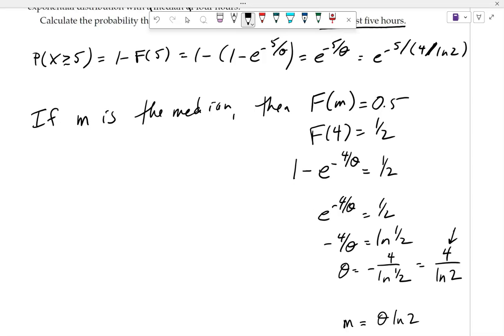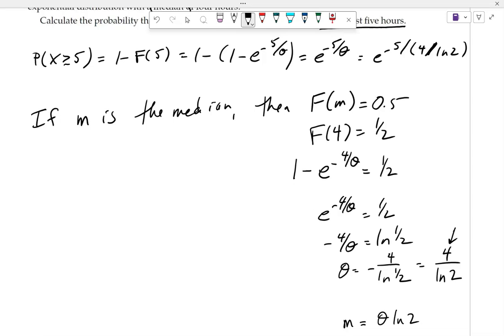There's a lot of fractions up there, right? The -5 divided by 4 divided by the natural log of 2. That looks like a good problem for a calculator to give you an approximation. Was the process okay?